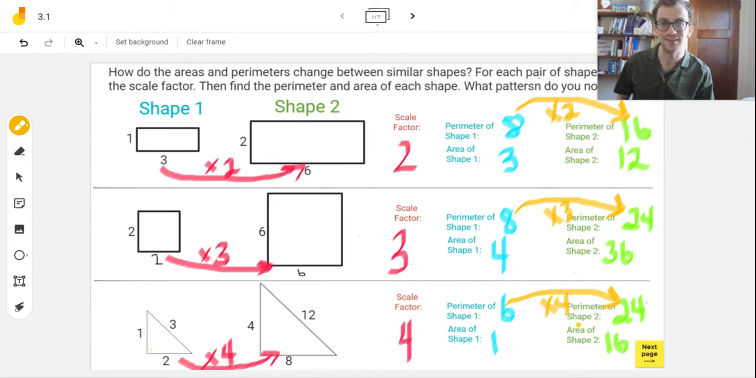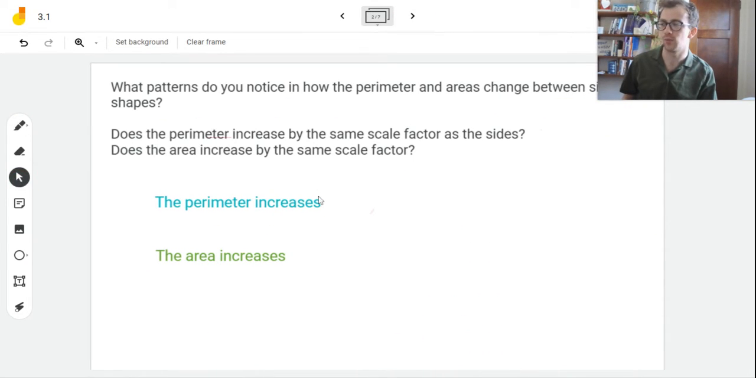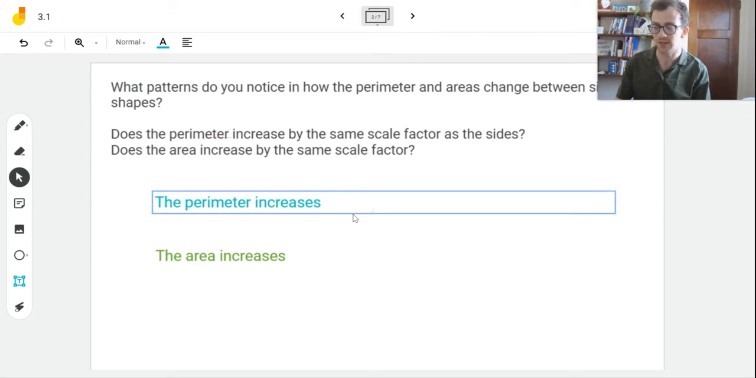Y'all, I'm noticing an easy pattern right here. When the scale factor was 2, the perimeter increased by 2 times. When the scale factor was 3, the perimeter increased by 3 times. And when the scale factor was 4, the perimeter increased 4 times. That's a really important pattern that we're going to have to use. So let me write it down so we can keep track of our learning. The perimeter increases by the same amount as the scale factor.